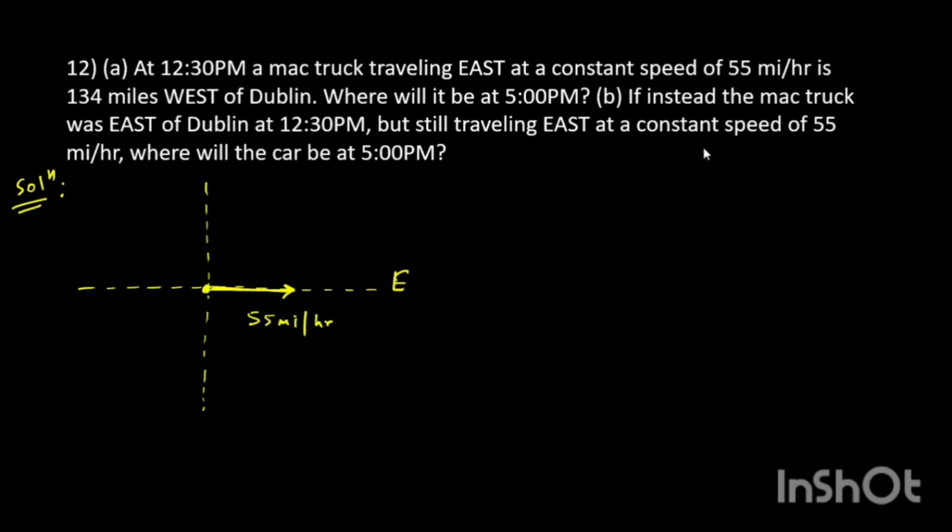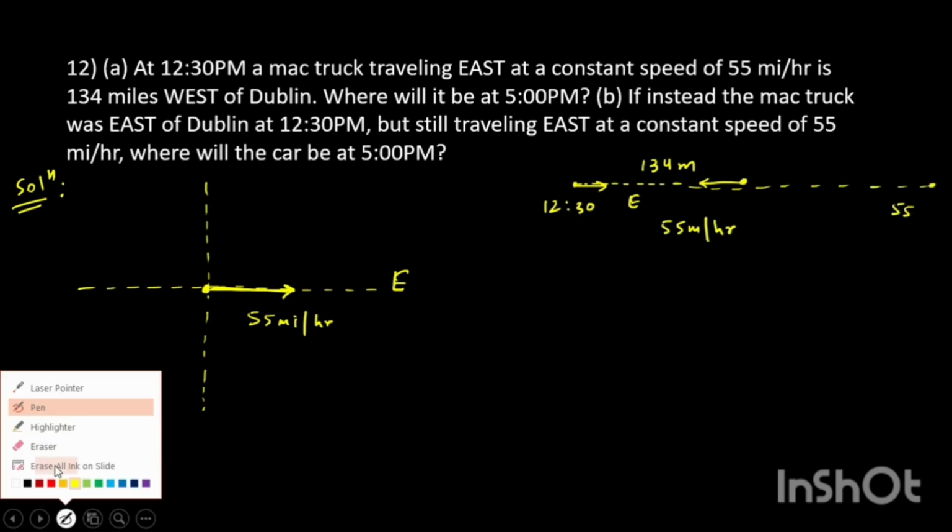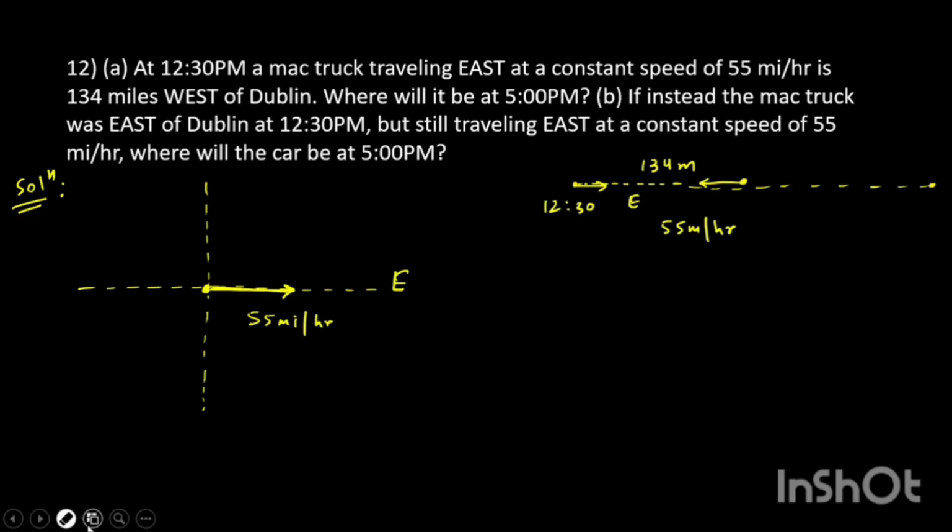So how much has it traveled towards west? It is something like that. Initially it was traveling towards west and it covered somewhat 134 miles. Then suddenly at 12:30, it starts moving towards east with 55 miles per hour. And the question says, what is the position of the truck at 5:30? So when it is traveling, it must have traveled this much distance. So how can we calculate it? Simply we need to calculate how much distance it will travel in the given time period.